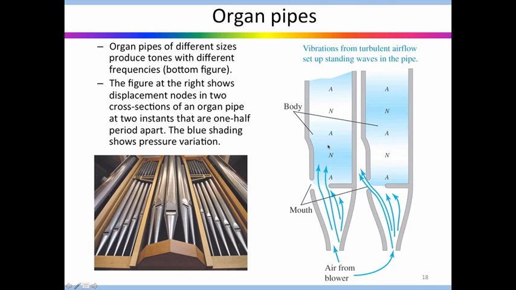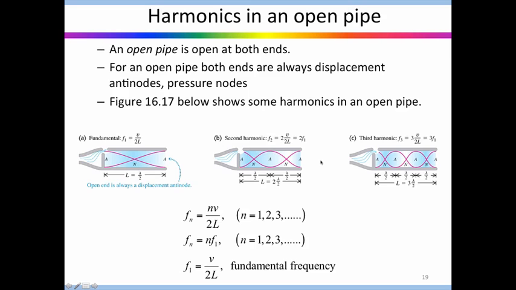So this is basically how organ pipes work. The blue color, like I said, is supposed to indicate the pressure variation, but the node and antinode refer to the displacement of the air molecules.